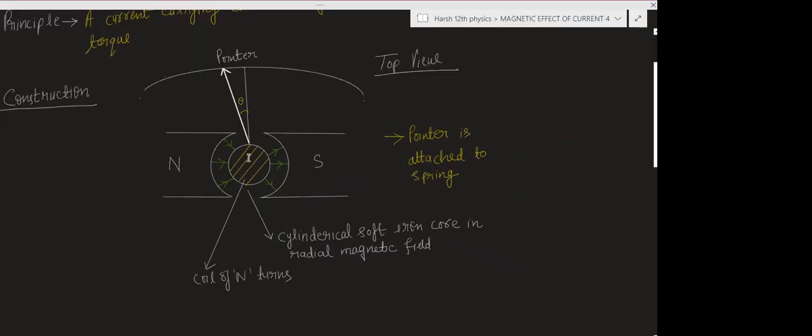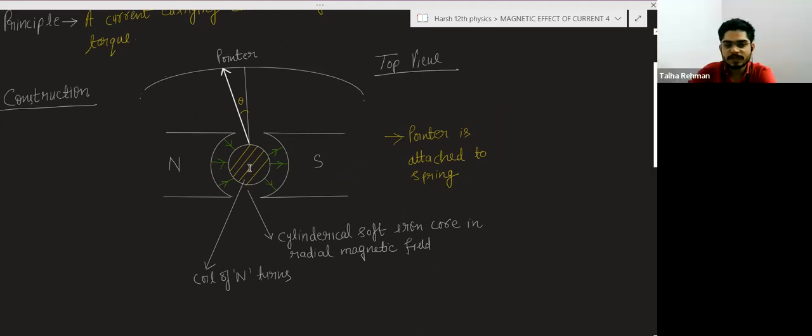So in the top view, this is the cylindrical core, and on that cylindrical core, this wire is wound, meaning this is the coil having n number of turns. This is the north pole, this is the south pole, and from here a pointer is attached. This is the pointer, and this is the scale of the galvanometer.